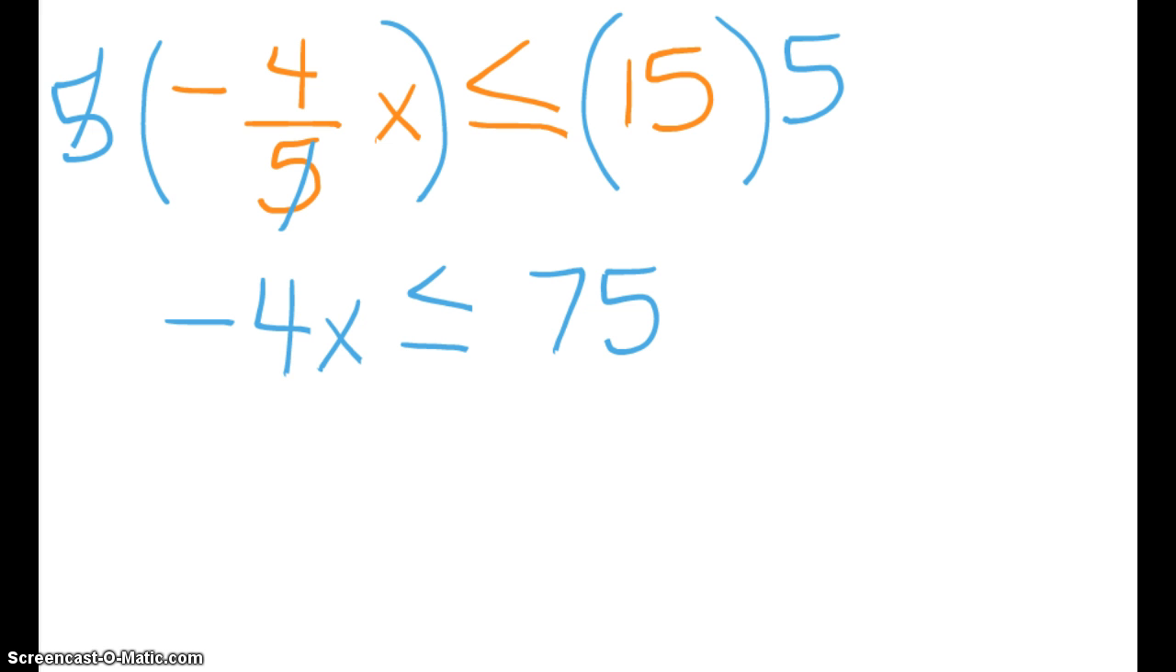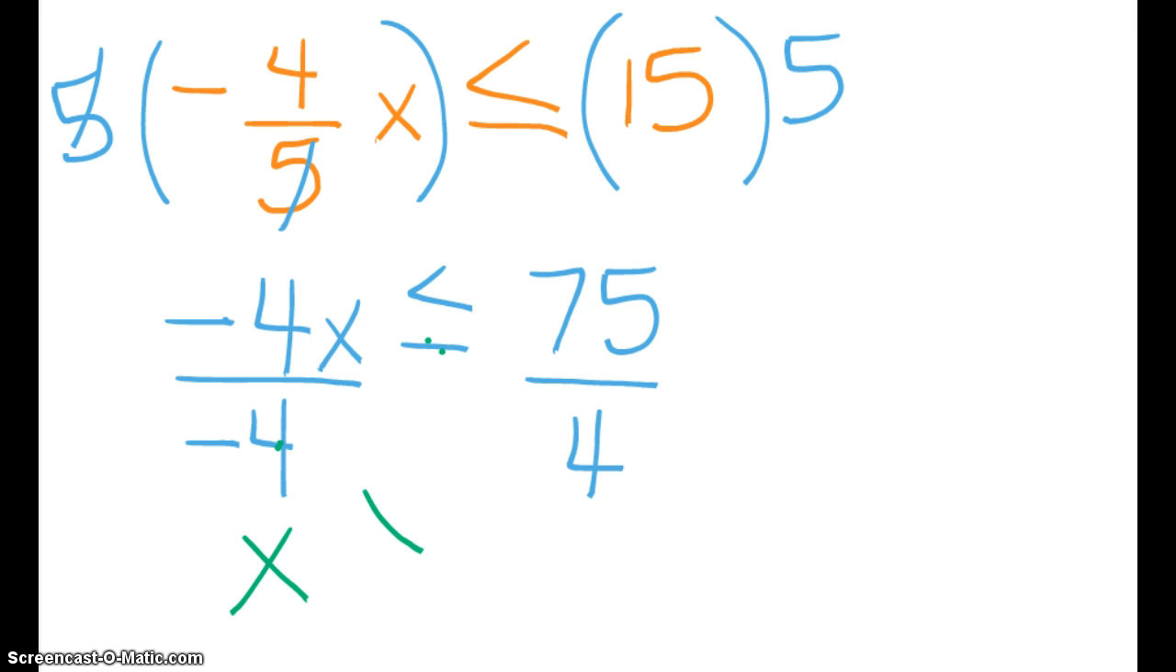Then we're going to divide both sides by negative 4. That's a misconception that I've seen. We're not going to divide by 4, we're going to divide by negative 4 because a negative divided by a negative is a positive, and I want the value of positive x. So then I am left with x. Now, since I divided by a negative, I am going to flip my inequality sign. So x is going to be greater than or equal to 75 fourths.